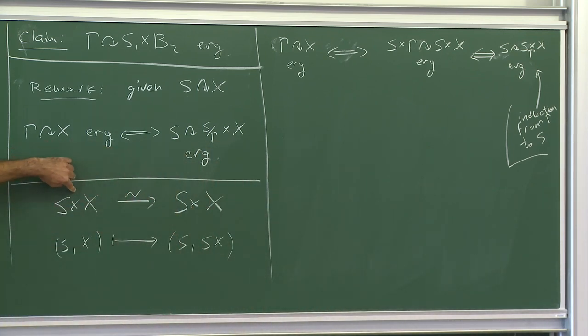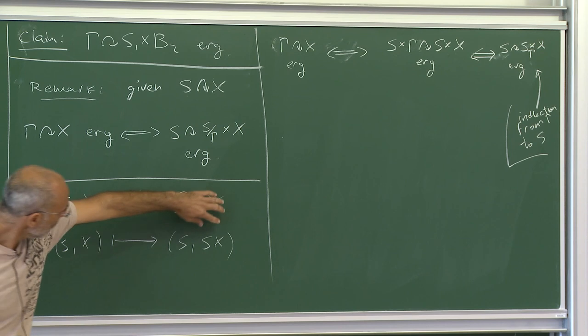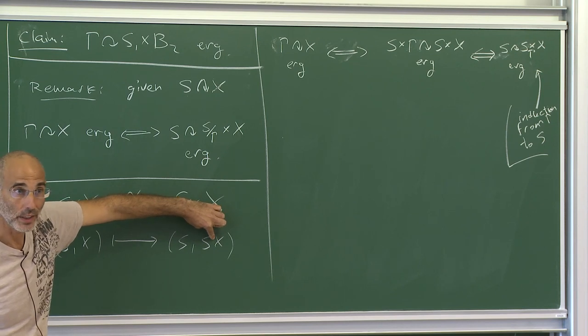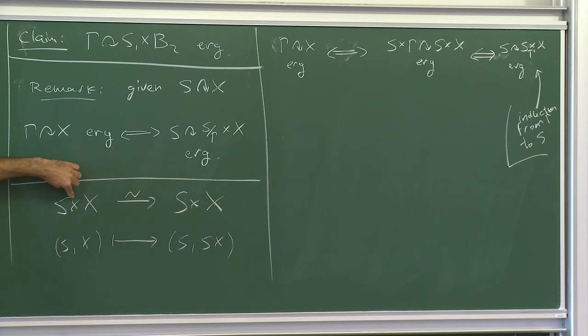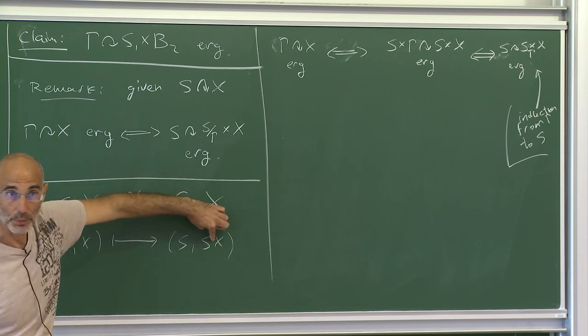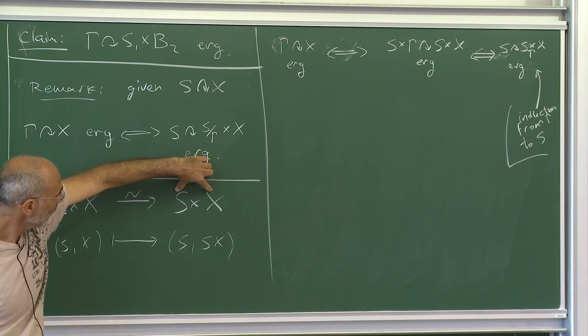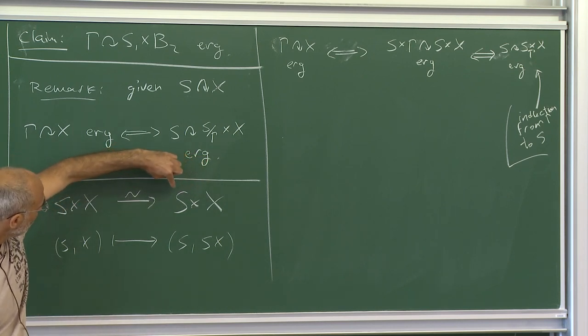On this space, I have a gamma action. Let's say I'm acting diagonally, on the left on X and on the right on S. When I move along this map, the diagonal action on the second coordinate disappears. Remember that when I act on S from the right, I act by gamma inverse. So multiplying this by gamma inverse and this by gamma, they disappear over here. So this map intertwines this diagonal gamma action into a gamma action which happens only on the left coordinate.